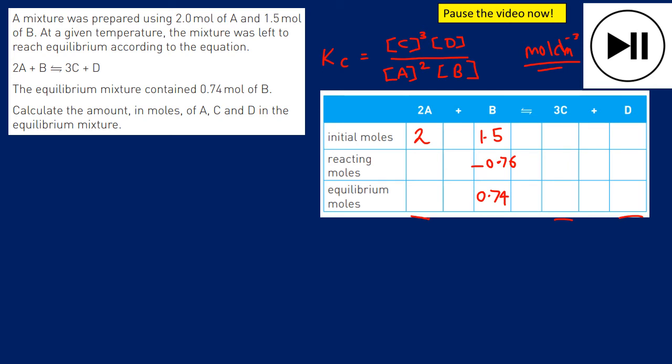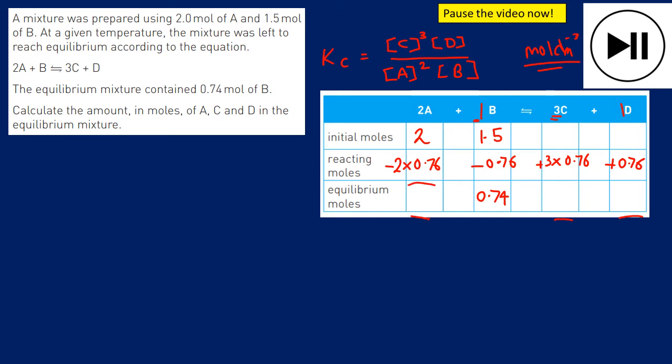And now we'll use the stoichiometry, and that means that D will increase by the same amount as B because it's a 1-to-1 ratio. If the reactant is going down, the products are going up. That means that D will increase by 0.76, C will increase by 3 times 0.76. Stoichiometry is 3 to 1. And A will decrease by 2 times 0.76.